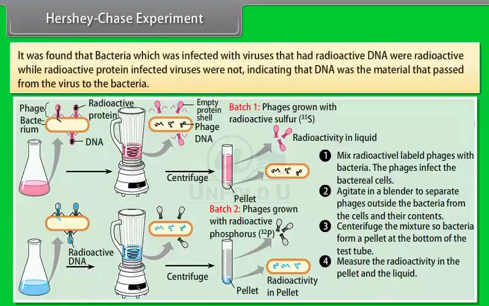It was found that bacteria infected with viruses that had radioactive DNA were radioactive, while those infected with radioactive protein viruses were not, indicating that DNA was the material that passed from the virus to the bacteria.